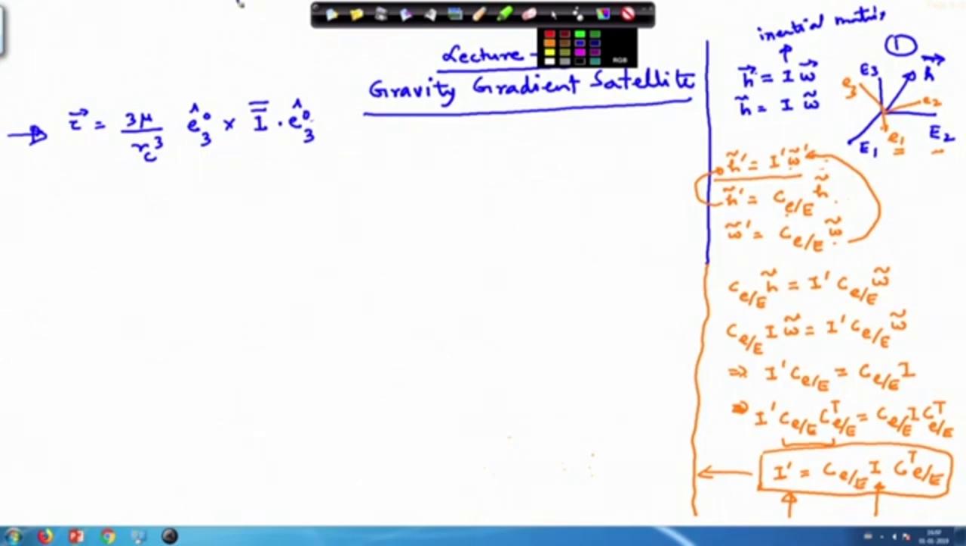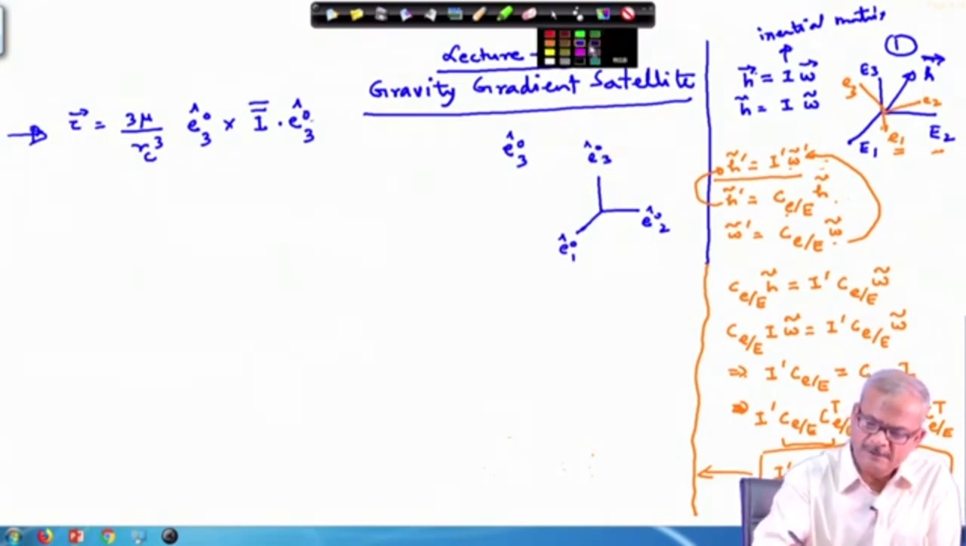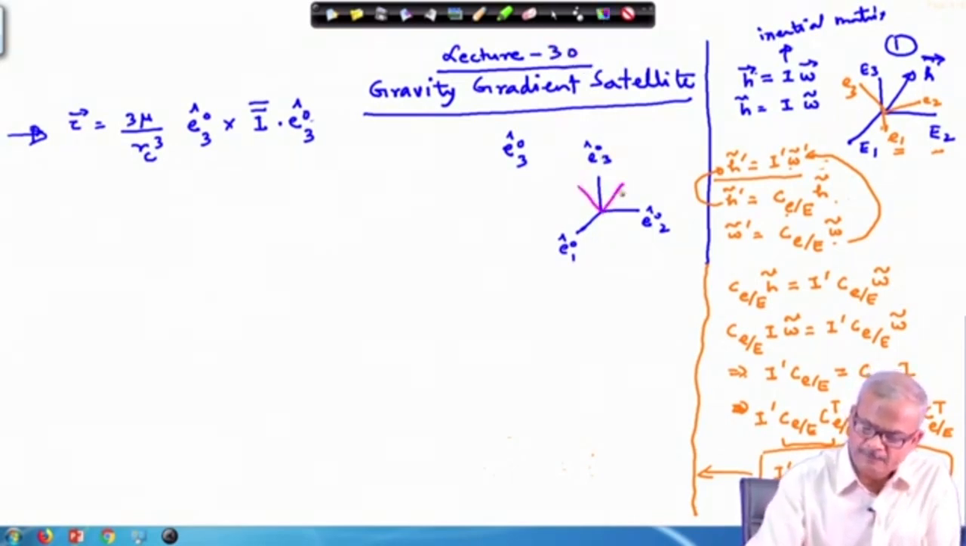Now we can use these results here, and also as per our earlier discussion this E cap O 3 is referring to the orbital reference frame. These are the unit vectors along the three directions of the orbital reference frame, and with respect to this our body frame is oriented. Say this is E 1 cap, we can indicate it by B to show this is along the body frame.